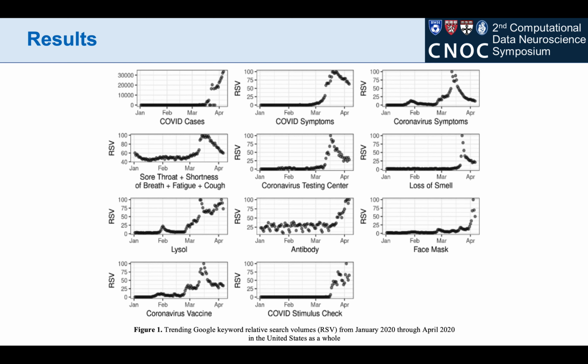When looking at these keywords over time from January to April, we see a standardized value on the y-axis, and this is basically comparing how popular a keyword is to the other searches over time. And as we can see, generally the keywords increased in popularity into March and then dipped going into April, with some continuing to increase into April and beyond, such as Lysol and antibody.